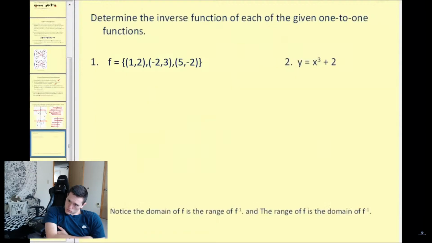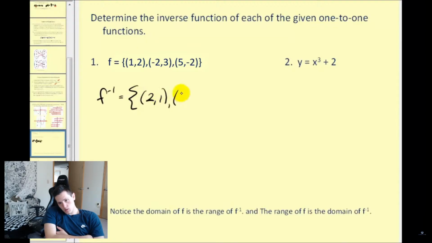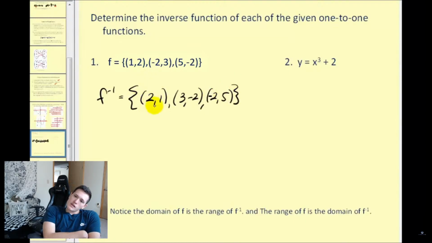So let's go ahead and try to find some inverse functions. Here's a function that consists of 3 ordered pairs. So the inverse function would just consist of the ordered pairs (2, 1), (3, -2), and (-2, 5). Notice how to form the inverse function, we interchange the x and y coordinates for each ordered pair. Now we should make a note that they told us the original function was one-to-one, therefore we can go ahead and find the inverse function without questioning whether it's one-to-one to begin with.